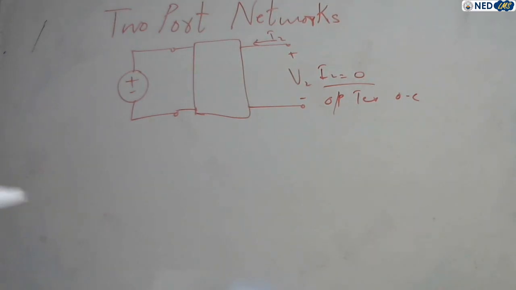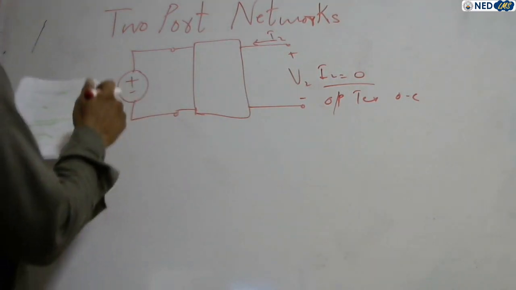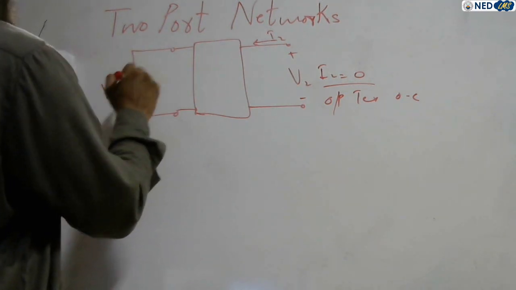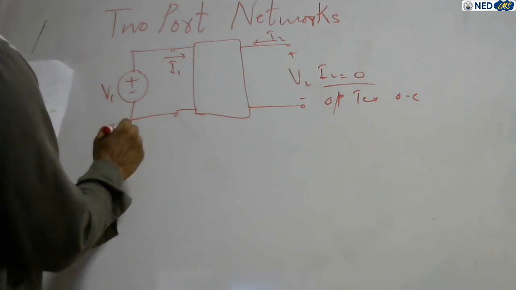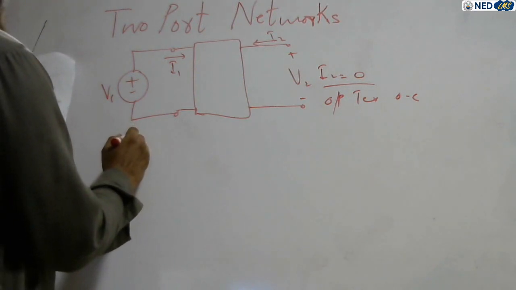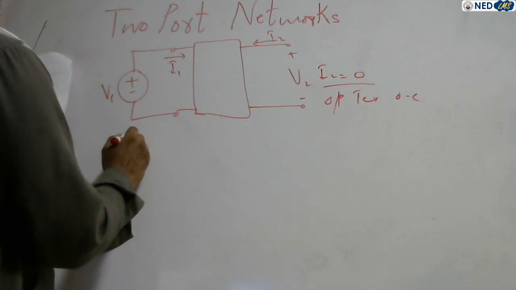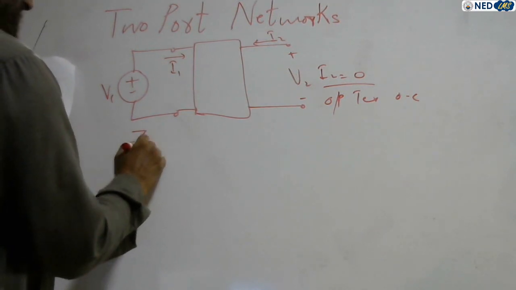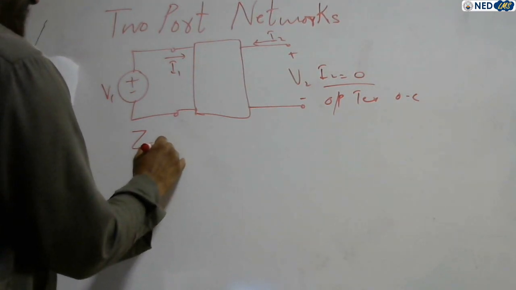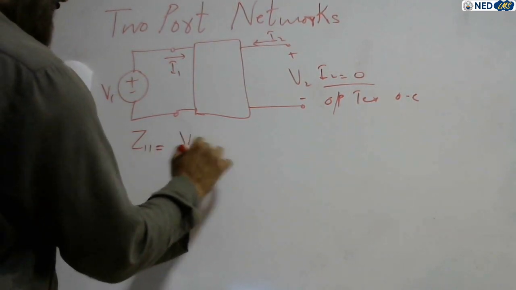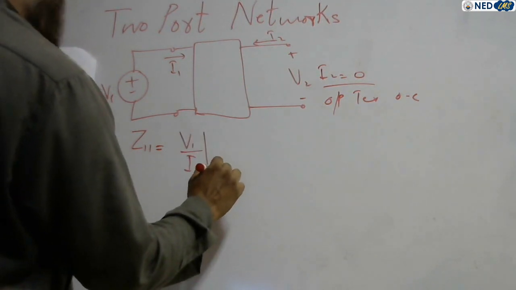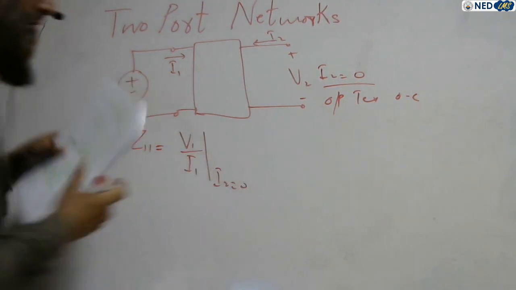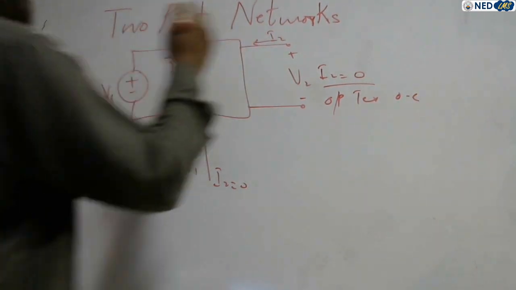We write all the parameters, that is Z11. This is V1, this is current I1. So the values of the parameters can be evaluated. In this case I2 is 0, so Z11, that is input impedance, is what? Input voltage over input current, with I2 equals 0.